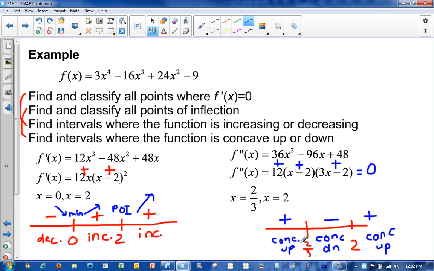Okay? So, since I do have a point of inflection here, because the second derivative actually changed sign. Okay? Just because the second derivative is 0 doesn't mean it's a point of inflection. It has to actually change sign before and after that point. Alright, so these are both points of inflection because the sign changed from positive to negative here and from negative to positive here. The sign of the second derivative changed.